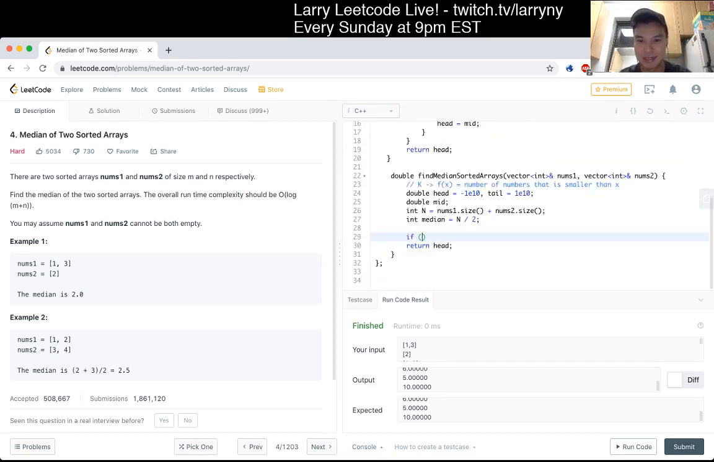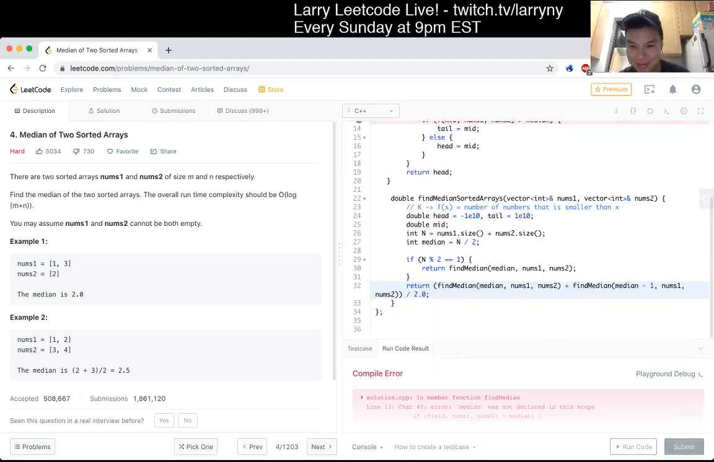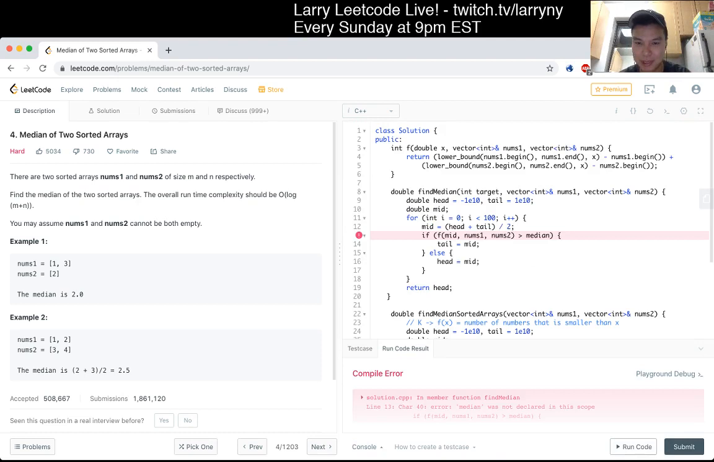If n is odd, then we just return this thing. Otherwise, return this plus the other. Oh, and then you average it, so divide by 2.0.